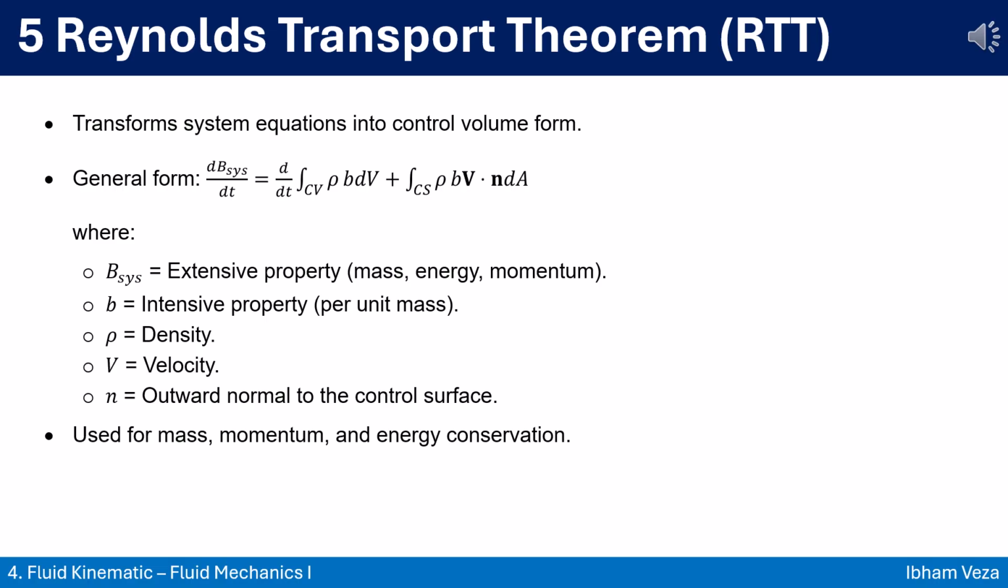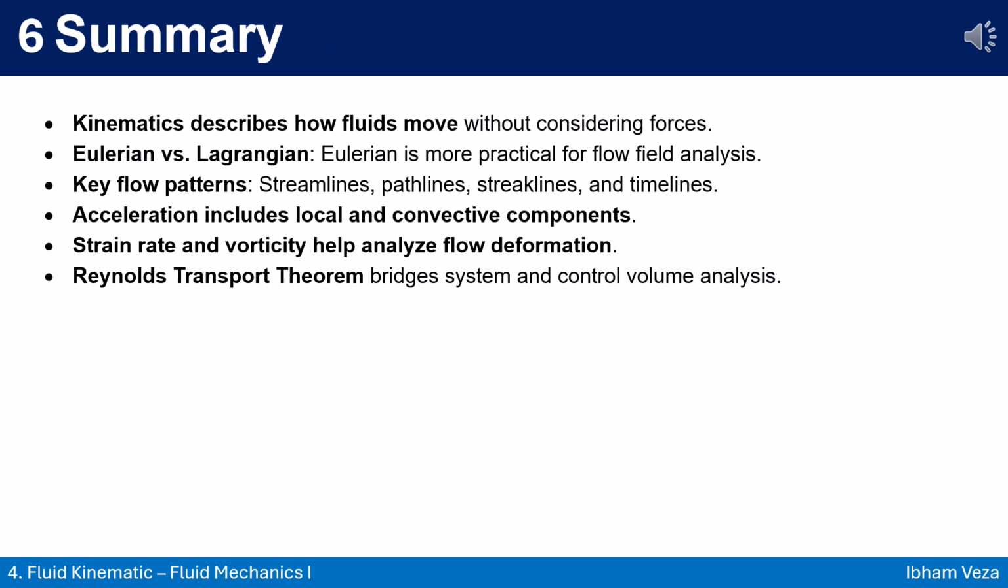Each term has a job. B sys tracks the total amount, b focuses on value per unit mass, rho is density, V is velocity, and n points outward from the control surface. RTT makes it possible to apply conservation laws in practical problems, like how much fuel enters an engine or how much water flows through a dam. 6. Summary. Let's wrap it up with a quick recap.